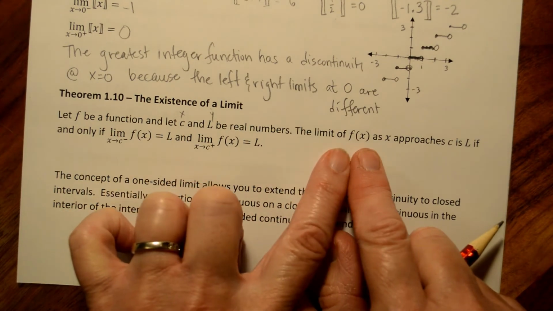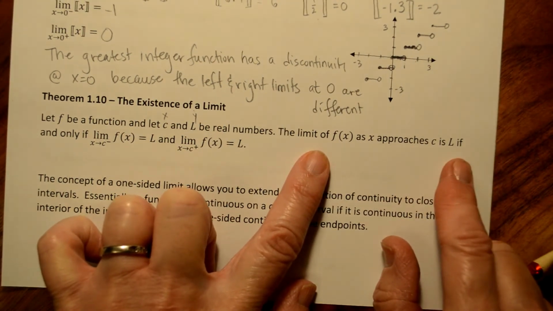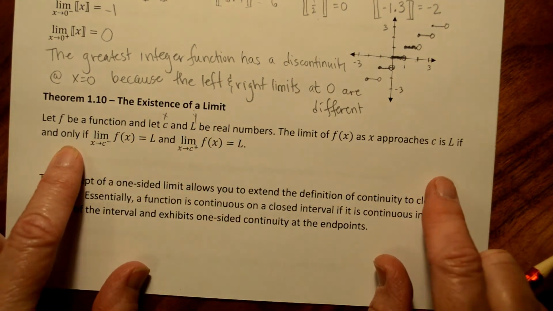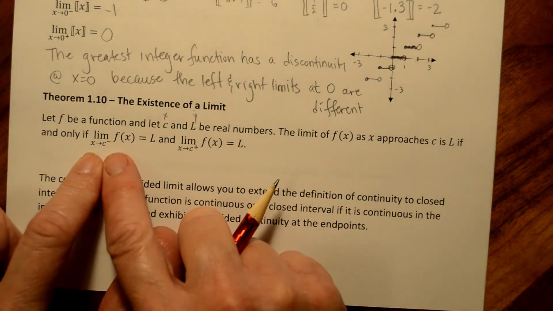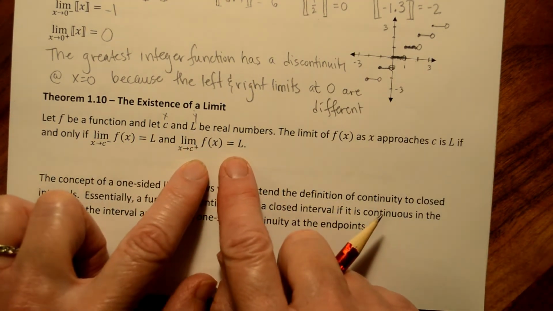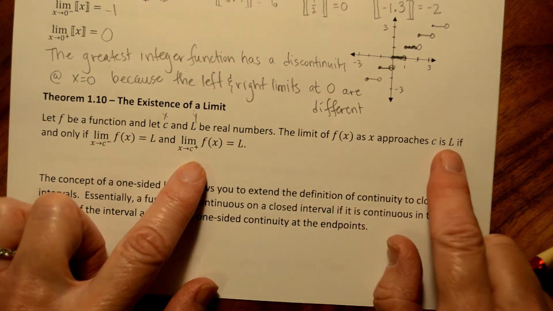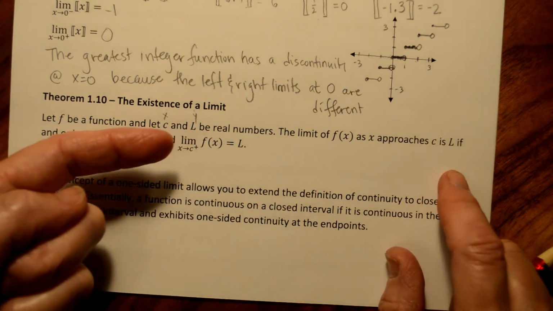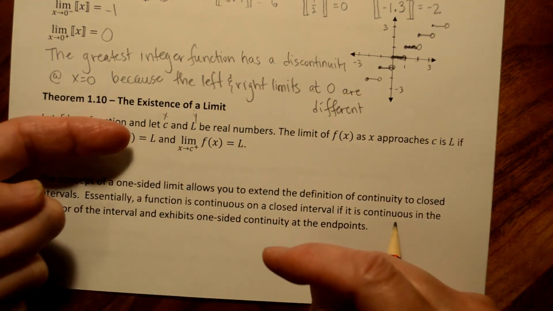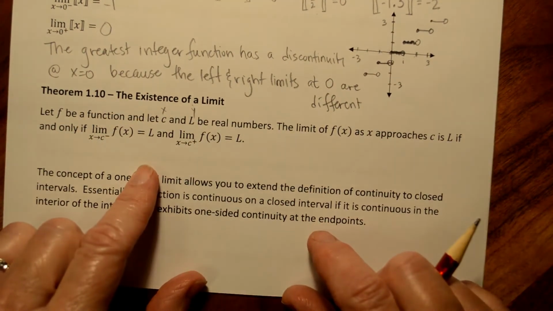The limit of f of x as x approaches c is L if and only if the limit from the left is L and the limit from the right is L. So we can say that the limit exists if it exists and is equal as we come in from both the left and the right.